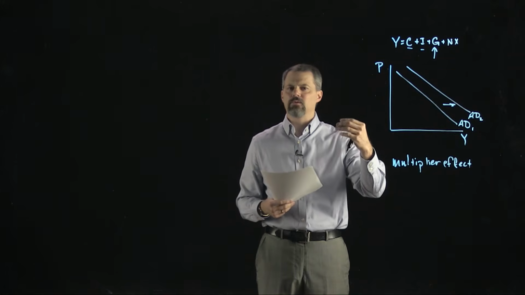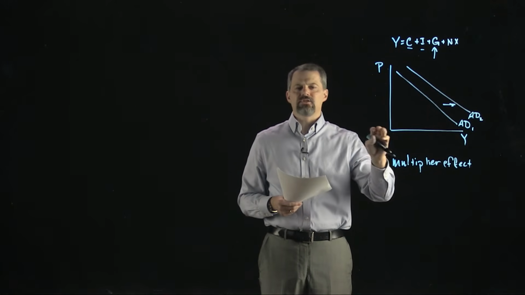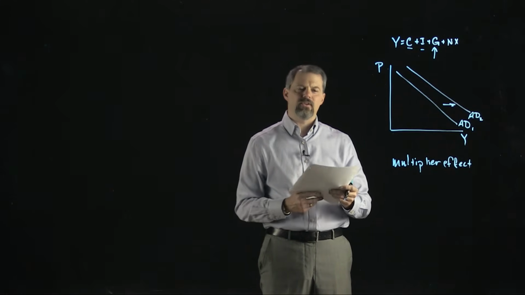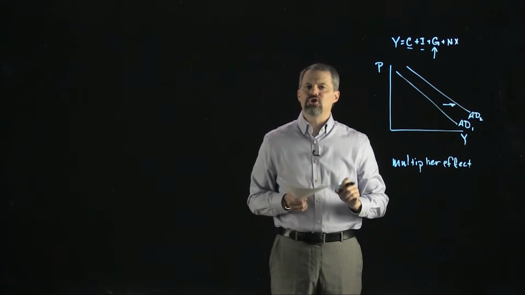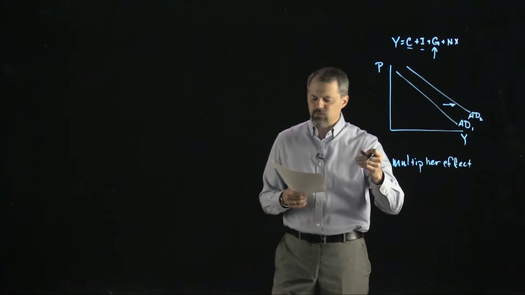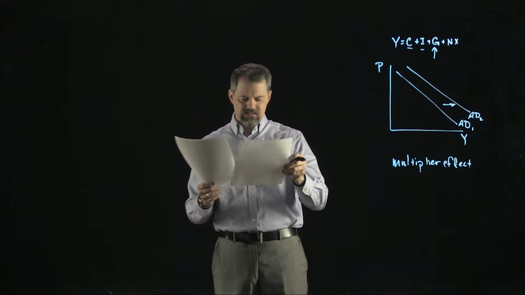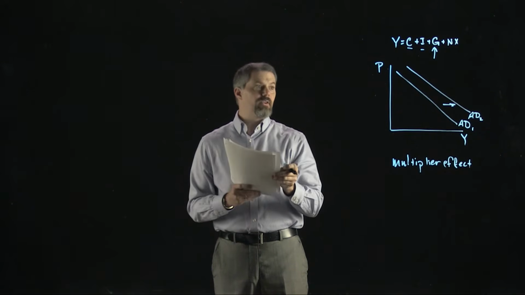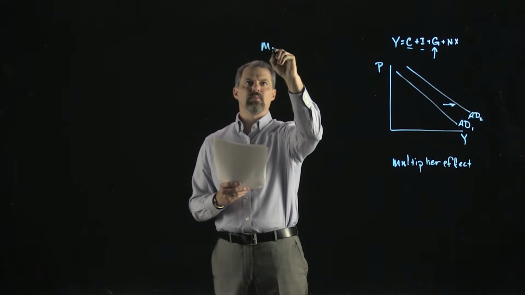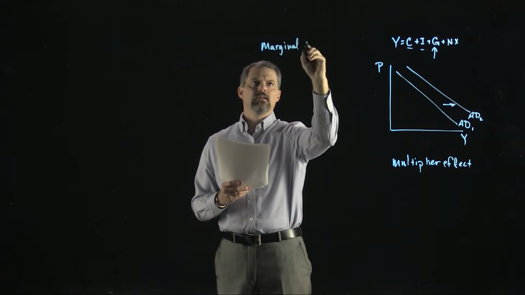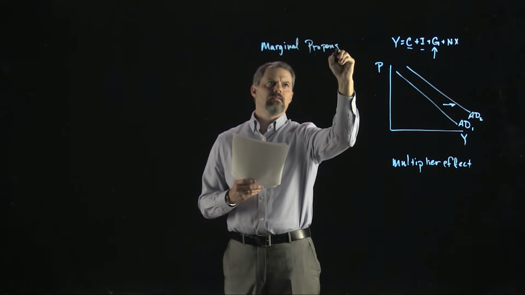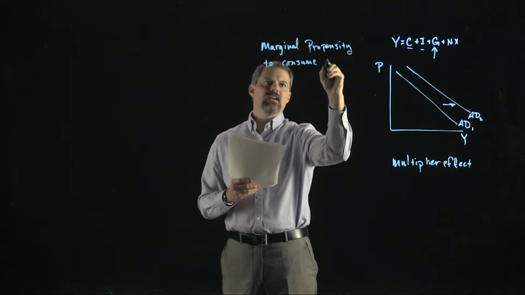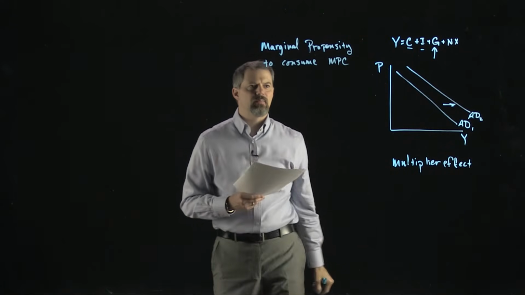And your book goes through illustrating how that's determined. What we're going to do is just kind of jump to the end, and I'm going to show you what it looks like. First, we need to define one thing, and that is the marginal propensity to consume. And so let's define that. Marginal propensity to consume. We're going to abbreviate it MPC, marginal propensity to consume.